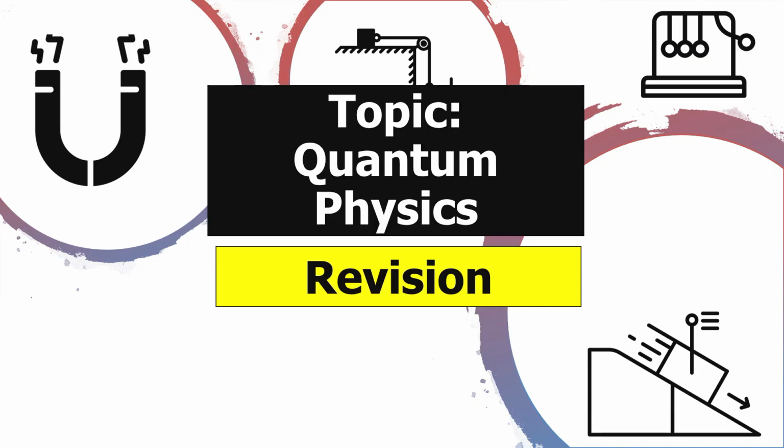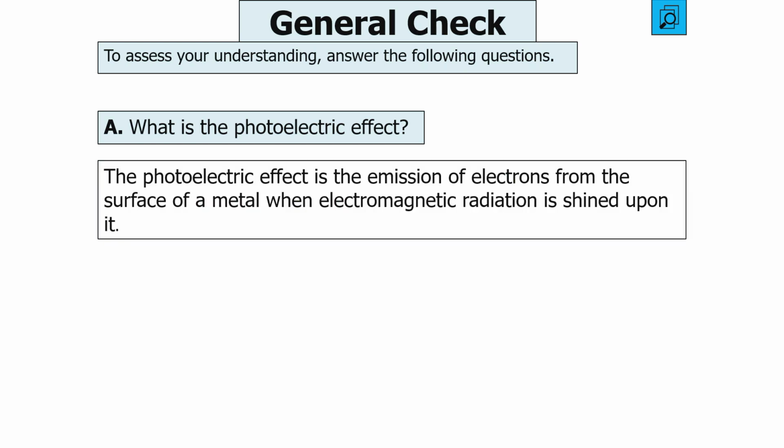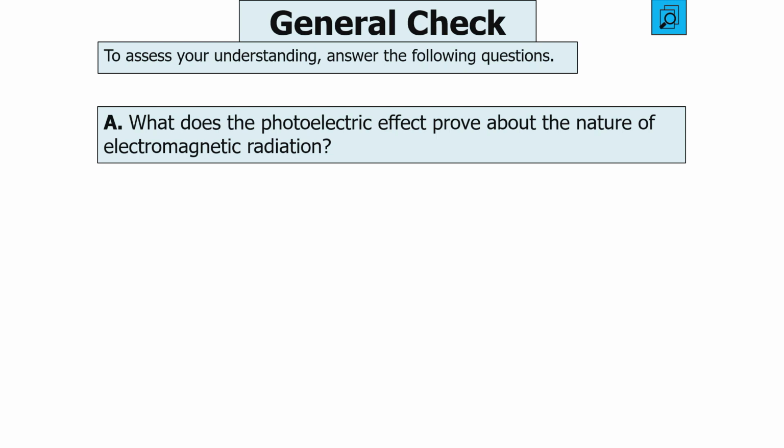So, let us have a look at some questions to do with quantum physics. So the first question is, what is the photoelectric effect? So, pause the video now, then unpause the video when you want to go through your answer. The photoelectric effect is the emission of electrons from the surface of a metal when electromagnetic radiation is shined upon it.